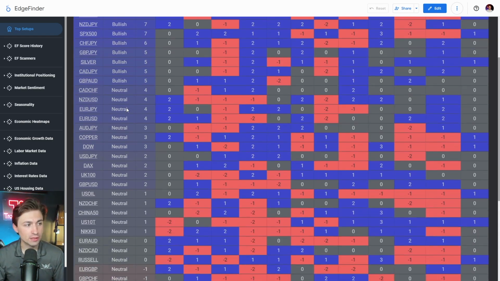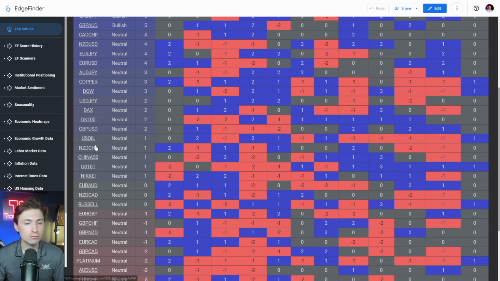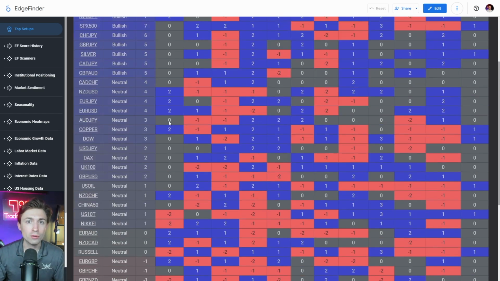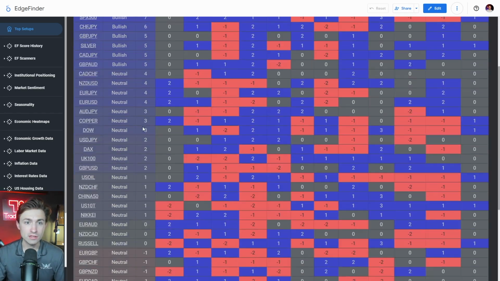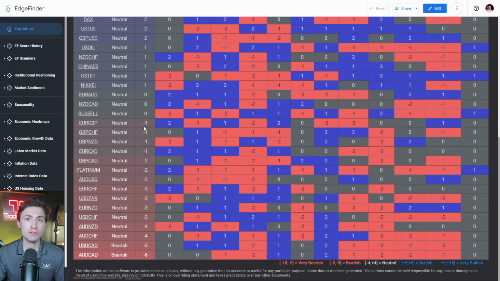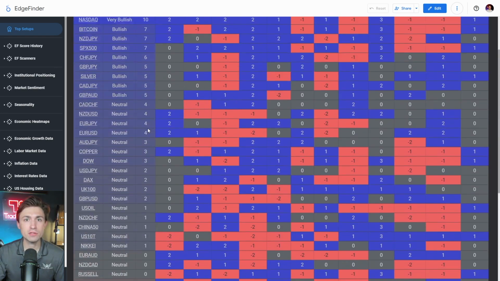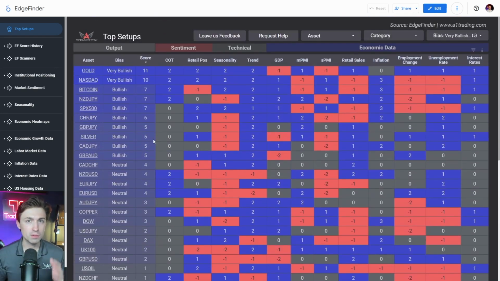So what you'll notice looking on this page is that whether you trade gold or silver or currency pairs or NASDAQ futures, whatever you trade, there is probably something on this list for you. Many of our traders are trading different things. We have Forex traders, we have options traders, a little bit of everything. So the EdgeFinder has been built for many different types of traders.